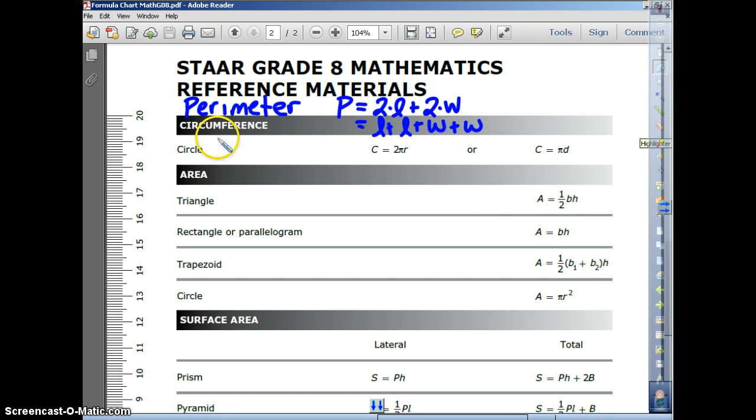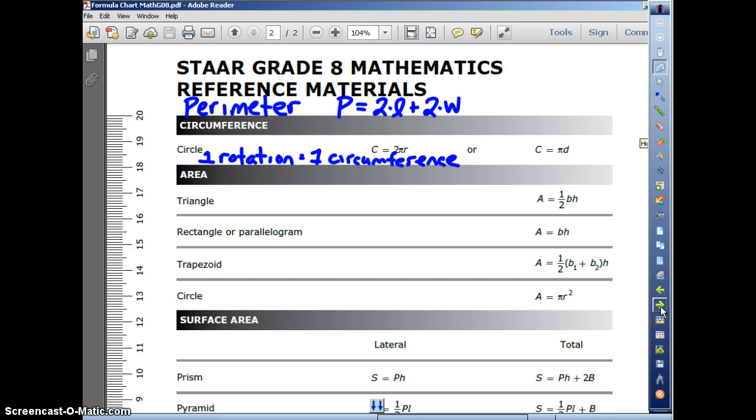All right? I want to talk about circumference. They give you 2 formulas for circumference, and I want you to write this in. 1 rotation is the same as 1 circumference. Anytime they talk about a rotation, you should be thinking circumference. Tell me if you need to pause the video. We can pause it if you need me to stop. You just have to ask.